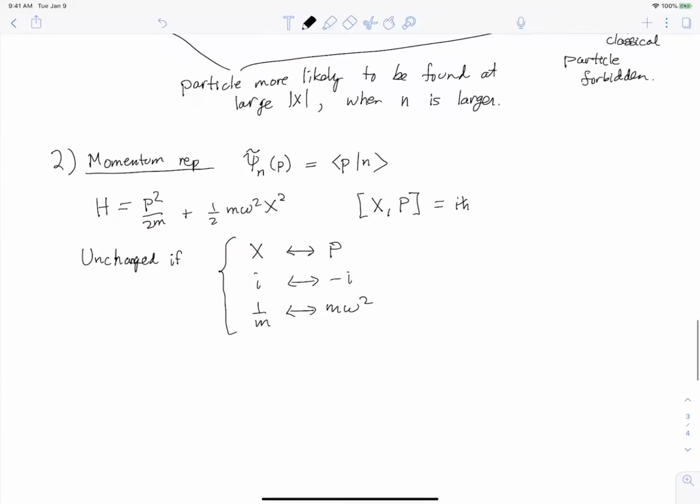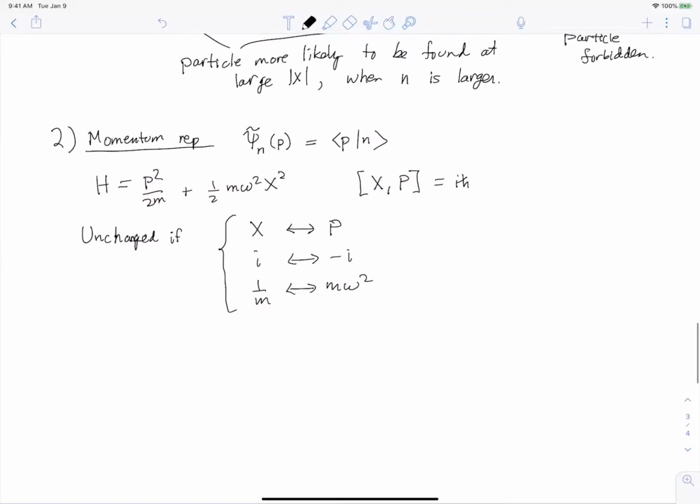And so we don't have to redo all the work of writing down possible solutions to the differential equation and plugging them in and solving the recurrence relation and figuring out what integers are allowed. We can just write down the answer. And in preparation for doing that, note or recall that psi n of x, the way we wrote it, depends on a length scale. Square root of h bar over m omega is a length.